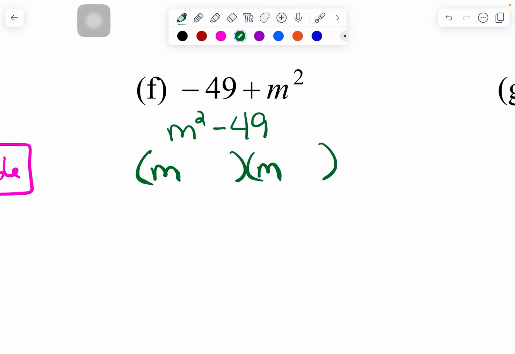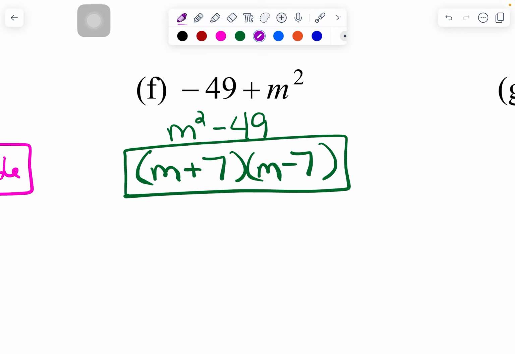We're also going to split the 49. The only way to split 49 using the same number is 7 times 7. Make one positive, make one negative. All right, I know that will work. That is the factored form for part F.